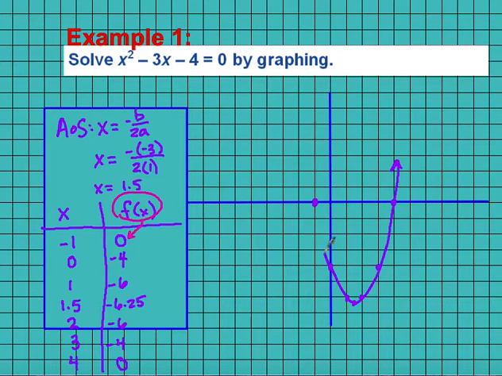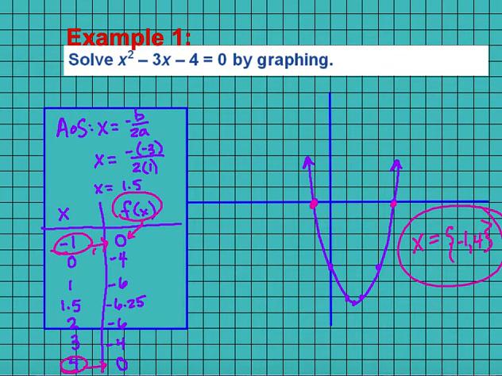But not only does the graph show me my zeros of the function, so does my table of values. Because at negative 1, my function's equal to 0, and at 4, my function's equal to 0. So my solutions to this quadratic equation reach the maximum of 2 solutions, and they are negative 1 and 4. Now, if you want to check those, you can always plug those back into the equation and make sure you get 0.